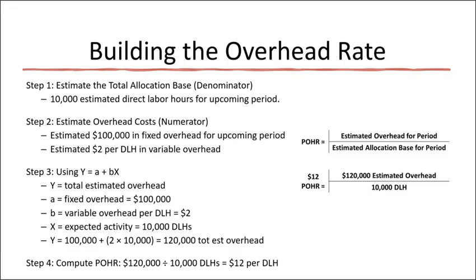Now we divide to get the predetermined overhead rate. 120,000 of estimated overhead divided by 10,000 of direct labor hours gives us our computed predetermined overhead rate of $12, okay? And that's the magic of job order costing. It lets us make consistent application of indirect cost to individual jobs even when actual bills fluctuate.